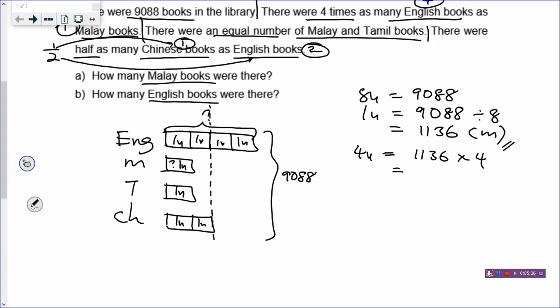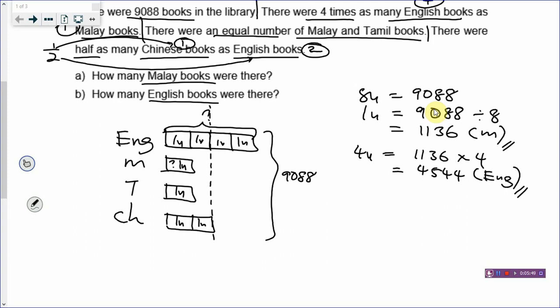So don't jump any steps, right? Show your steps very clearly so that the teacher can follow your steps easily. So 1136 times 4, and you have 4544 English books. And you have solved part A and part B. Okay, so it looks very easy. So actually, if you draw a good model, the solving comes very fast.